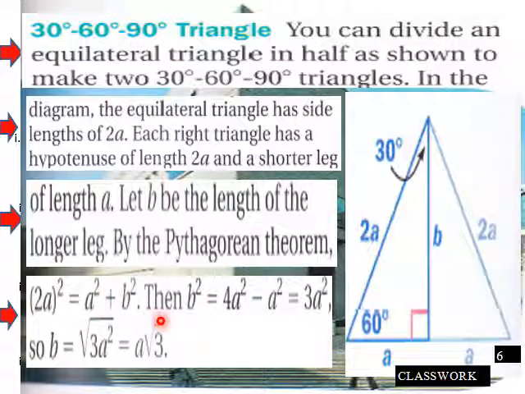We're going to use algebra to find our ratios here. (2a) squared equals a squared plus b squared. Then b squared equals 4a squared minus a squared equals 3a squared. So b equals the square root of 3a squared, or a times square root of 3. So this would be our long side here of our 30, 60, 90. This would be the ratio here. Short side times square root of 3 would equal b in this situation. So a times the square root of 3 would equal b is what this amounts to.